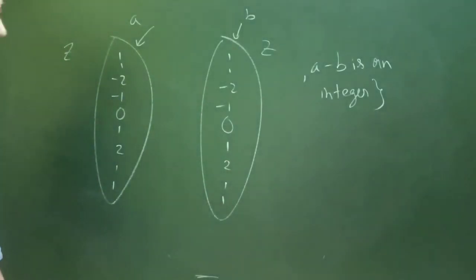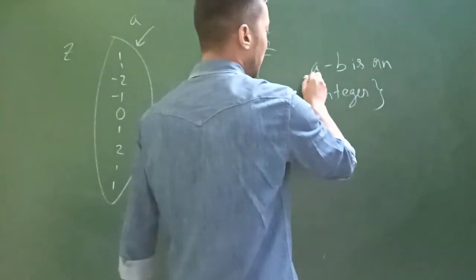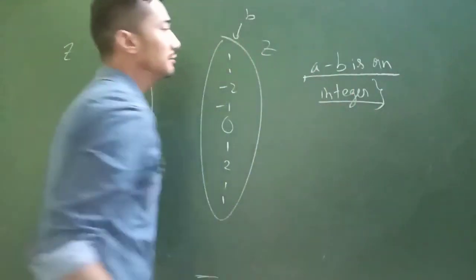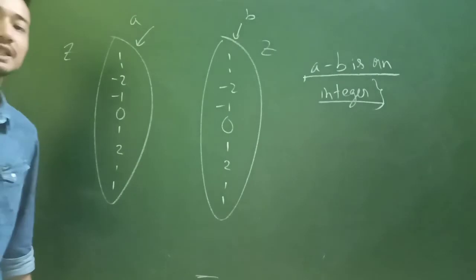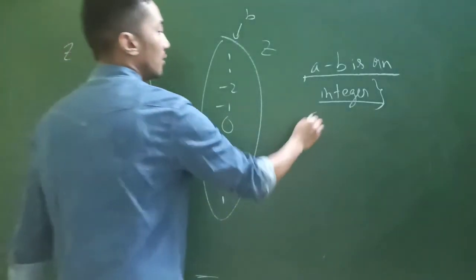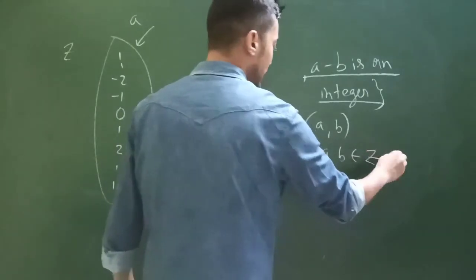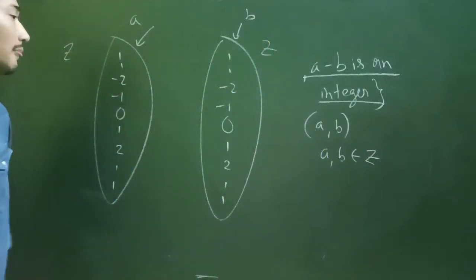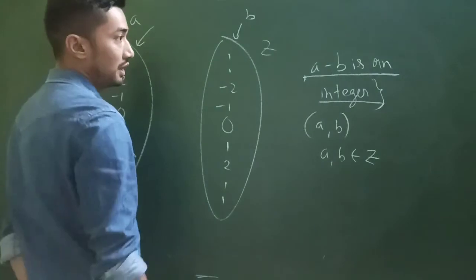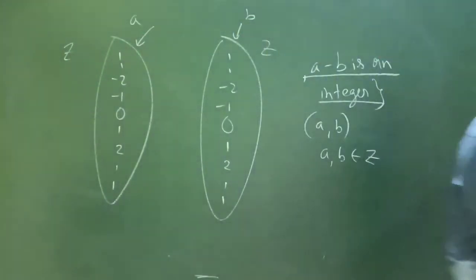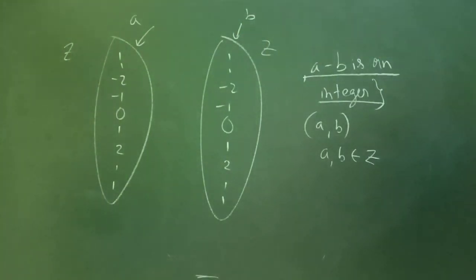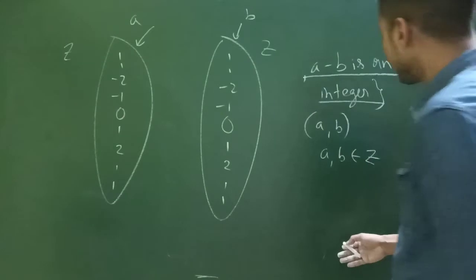Right. So now what they are telling us is that a minus b is an integer, where the ordered pair a and b, both a and b belong to integers. So let's see.